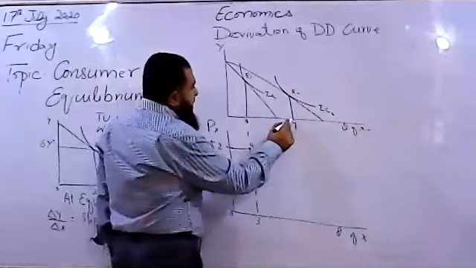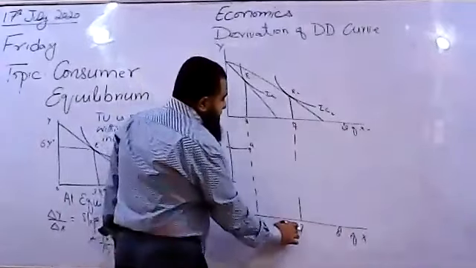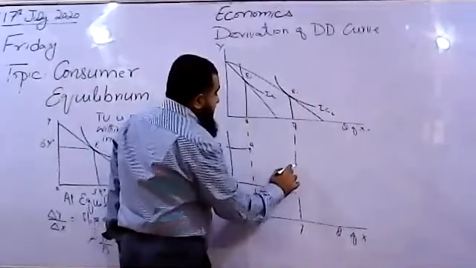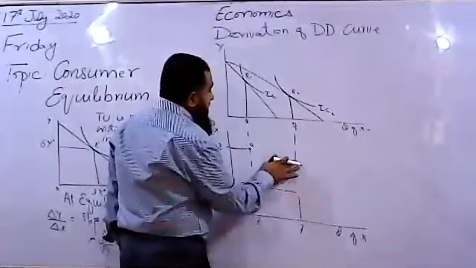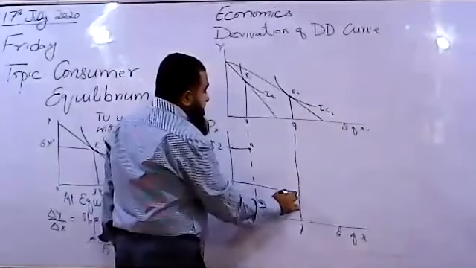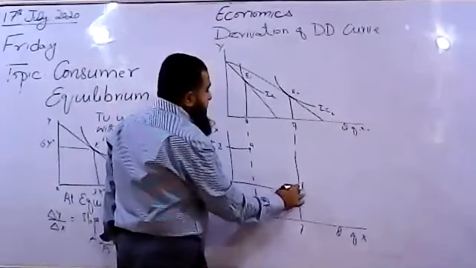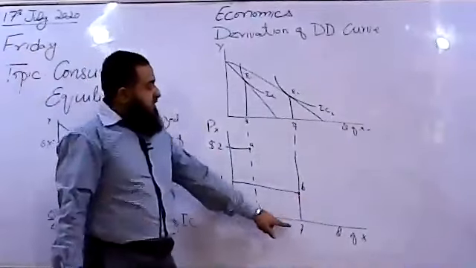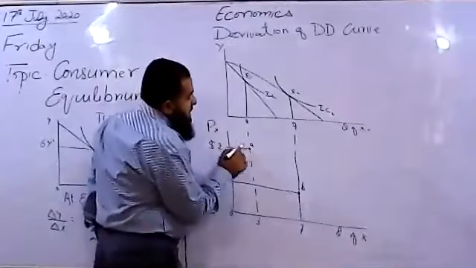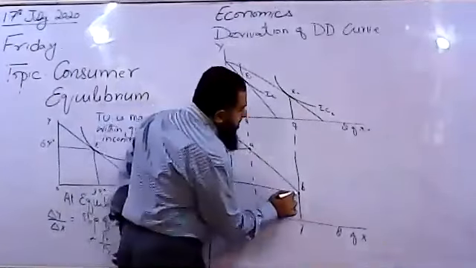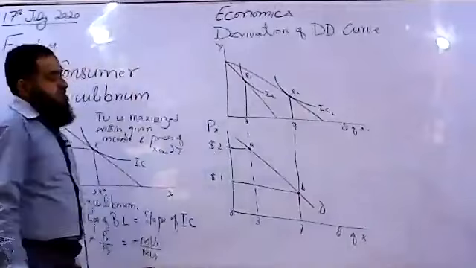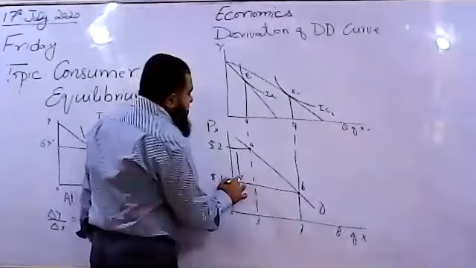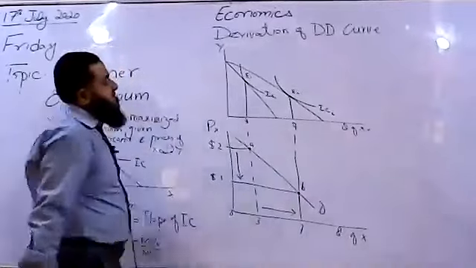So at this new price, the consumer is consuming 7 units of X. So if I say this is a new point B, at price $1 he is buying 7 units. If we join these 2 points A and B, we get the demand curve, which is downward sloping. As price goes down, the quantity increases.